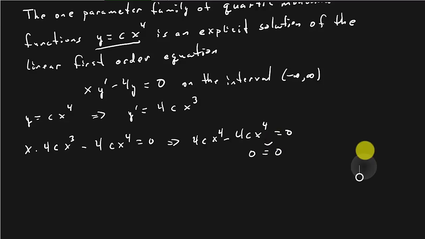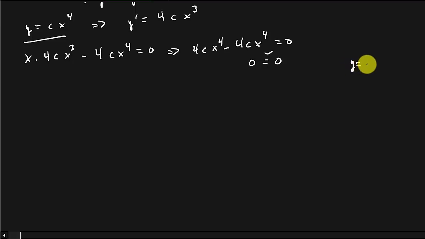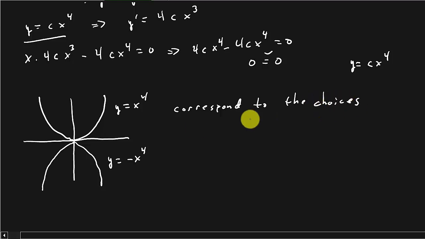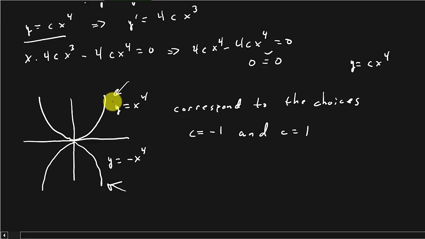All right, and we can look at the solutions. So of course, we got y equals cx to the 4th. I'm just going to write this over here, just so we can see it. If we look at this right here, you see this? This right here is y equals x to the fourth, and this is y equals negative x to the fourth. And these correspond to the choices c equals 1 and c equals -1. So this would correspond to c equals 1, and this would be the solution when c equals -1.